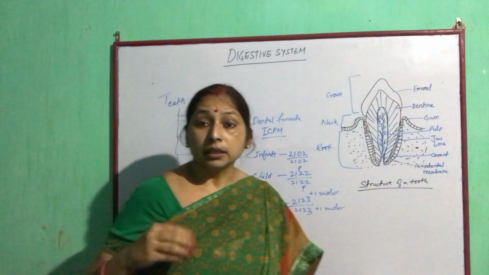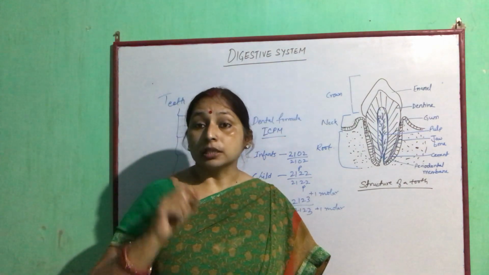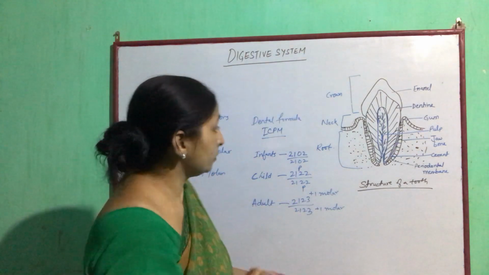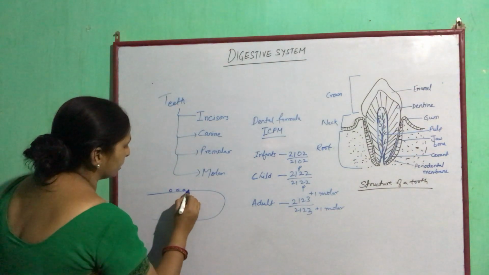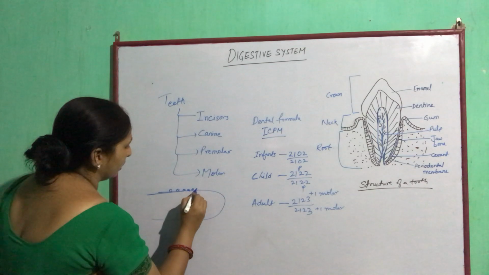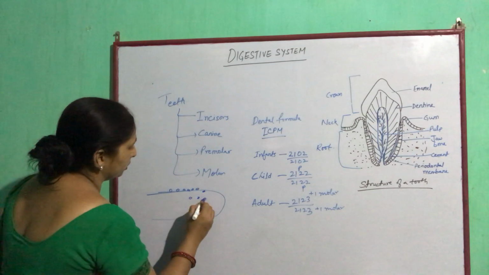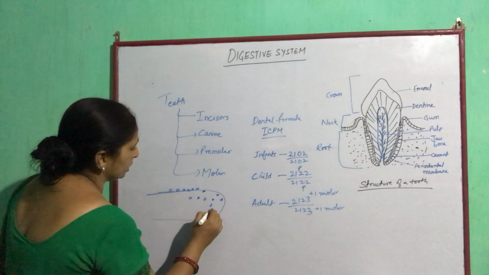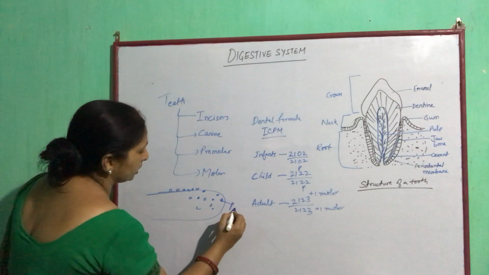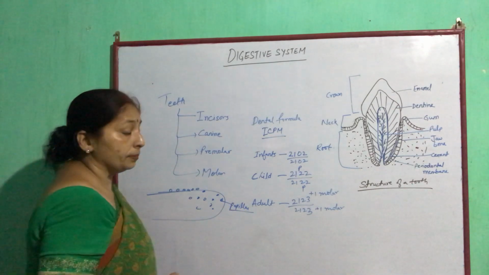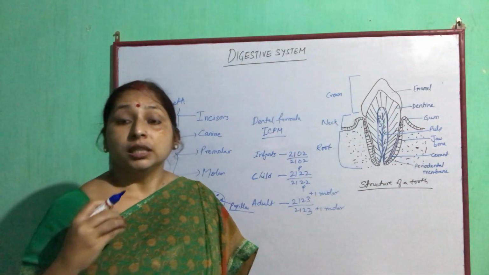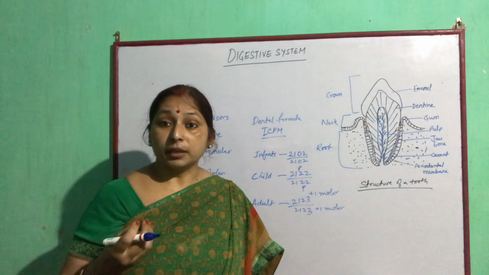On the tongue, there are papillae, small outgrowths. On the tongue, small outgrowths can be seen, and these outgrowths are termed as papillae. And these papillae are also termed as taste buds.